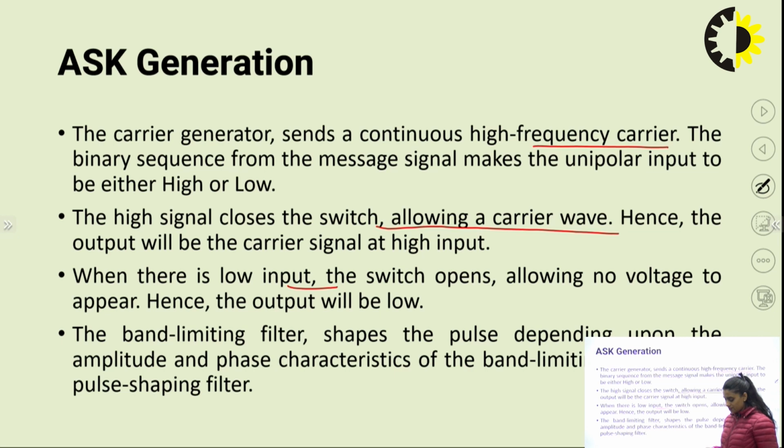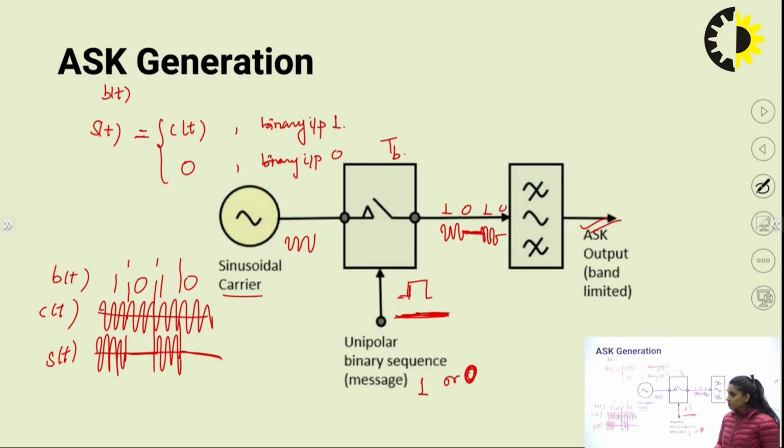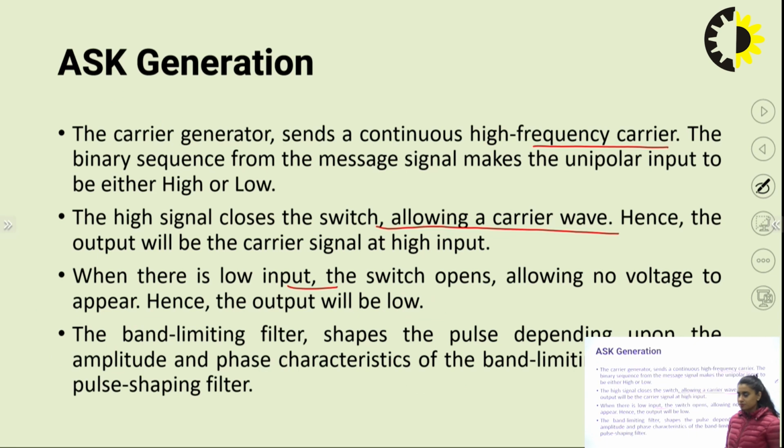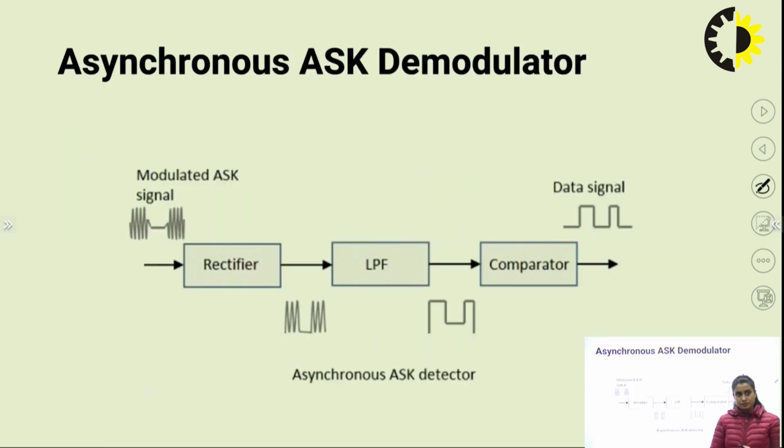So what are we actually performing? We are managing the switching corresponding to the bits. If bit 1 passes, the switch closes. If bit 0 passes, the switch is open. And like that, for bit 1, the carrier passes as it is. For bit 0, as the switch is open, there is no voltage, right? The band limiting filter shapes the pulse depending upon the amplitude and phase characteristic of the band limiting filter or the pulse shaping filter. True.